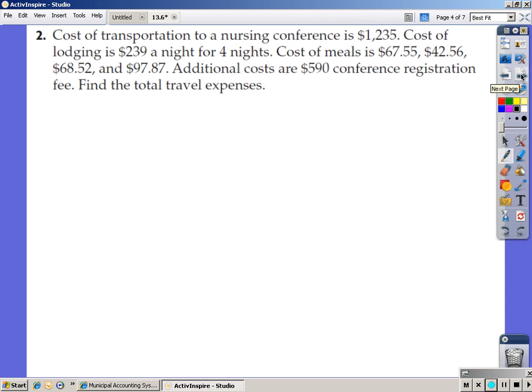Okay, work this one out. Press play to see it work. Number 2, cost of transportation to a nursing conference is $1,235. Cost of lodging is $239 a night for 4 nights. 239 times 4. Let me work this real fast. 956.